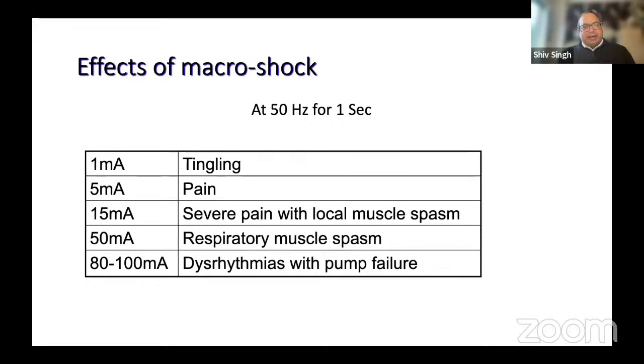But you require a current of around 80 to 100 milliamps, which will cause dysrhythmias and cause the heart to fail. So you need that higher current, 80 to 100 milliamps, to pass through the heart to cause dysrhythmias.